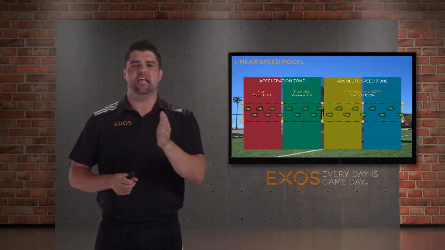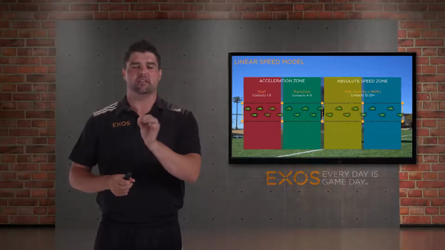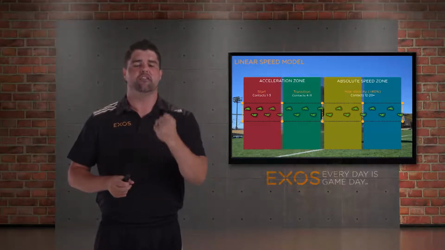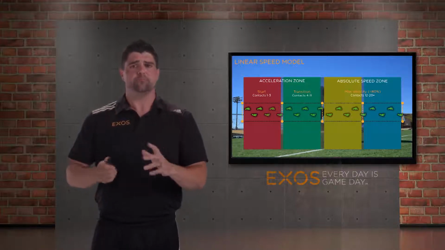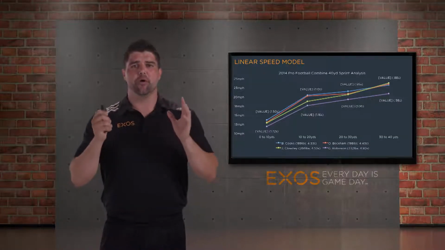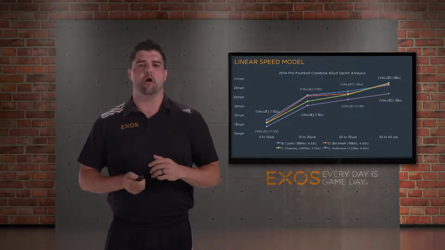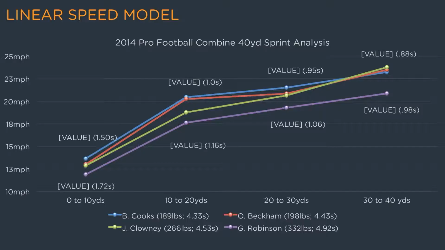Therefore, you have the physics definition of acceleration and velocity, and then we have the technical definition of acceleration and max velocity running technique. Now, when we take all this, let's actually bring it to life looking at some Pro Football Combine data. In this case, we have 4 different athletes. We have Brandin Cooks, Odell Beckham, Jadeveon Clowney, and Greg Robinson.